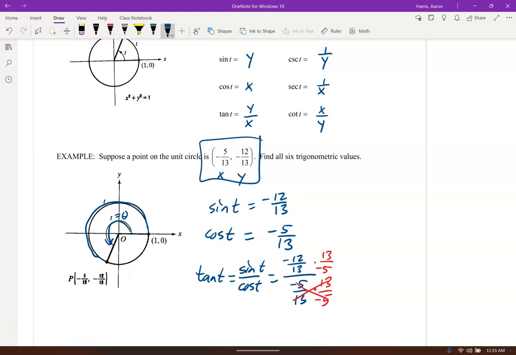So notice my 13s cancel. So I got -12 over -5, so 12/5. Negative over negative is positive there.